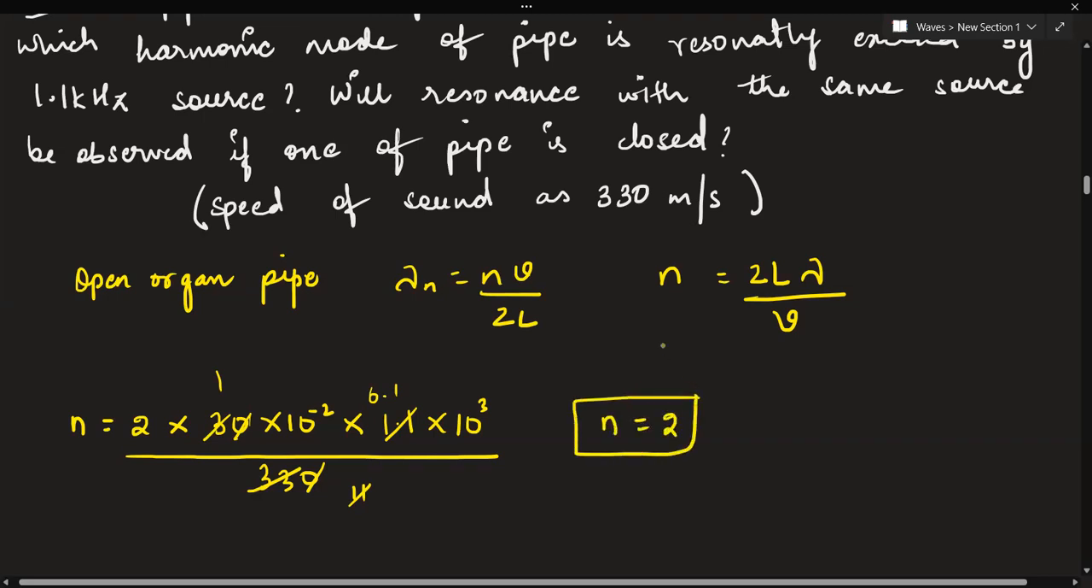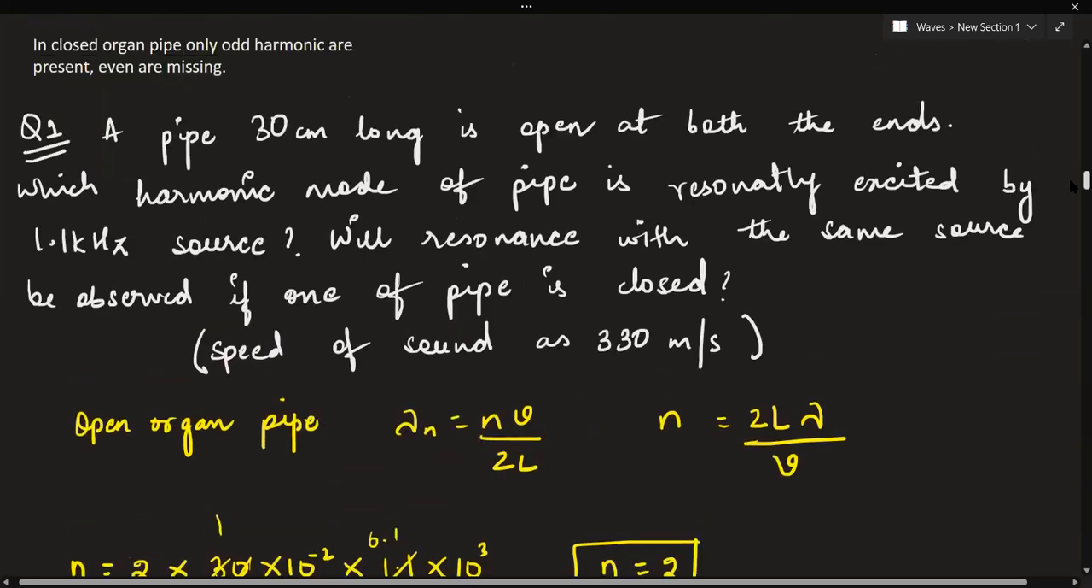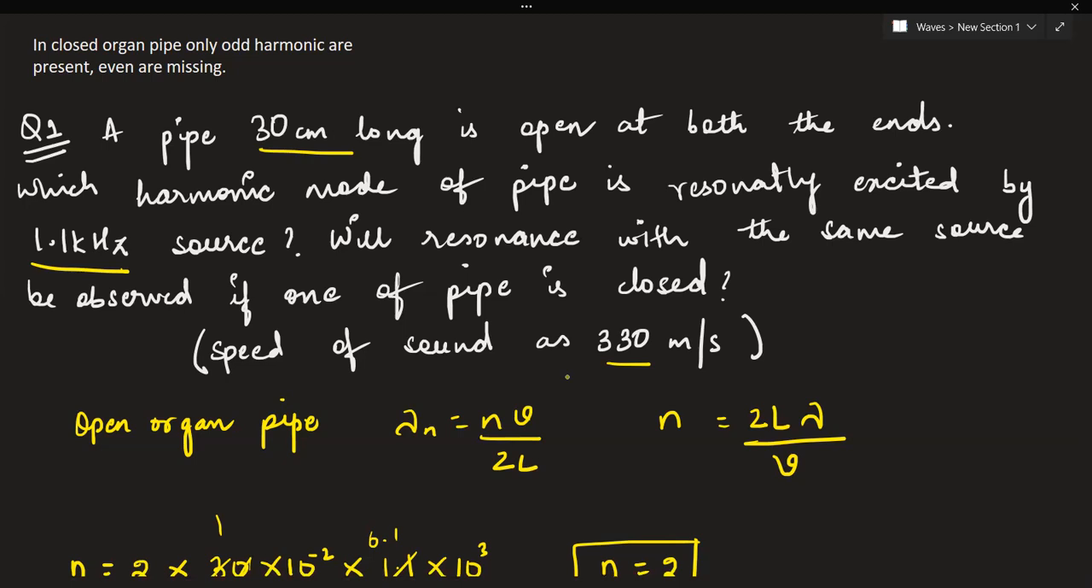So is the first part clear? Length was given to us, frequency was given to us, and the speed of sound you should remember. Many times this is given and many times it is omitted. Whenever it is omitted, you should remember this value. Otherwise, if it has to be specified, it will be given, whether it's 320, 330, or sometimes 315. So you should remember the value.